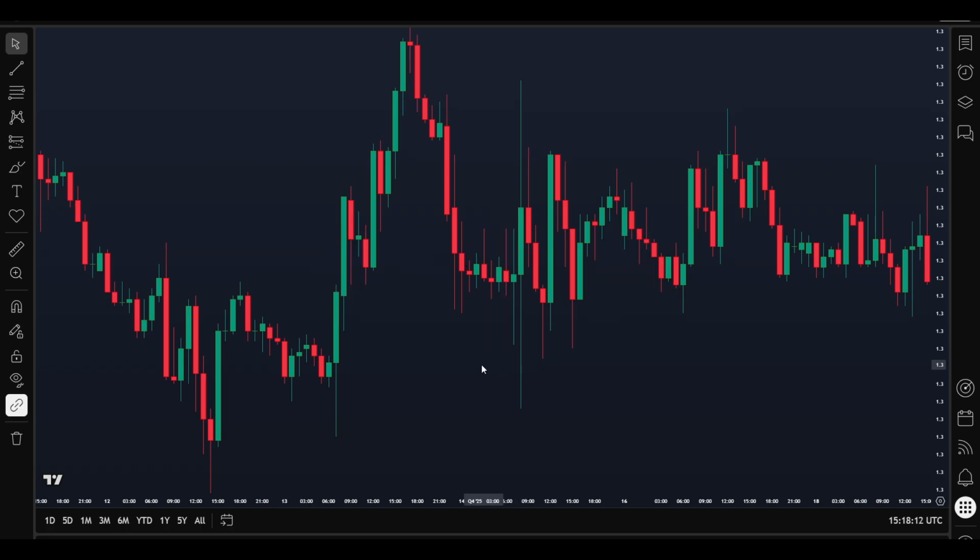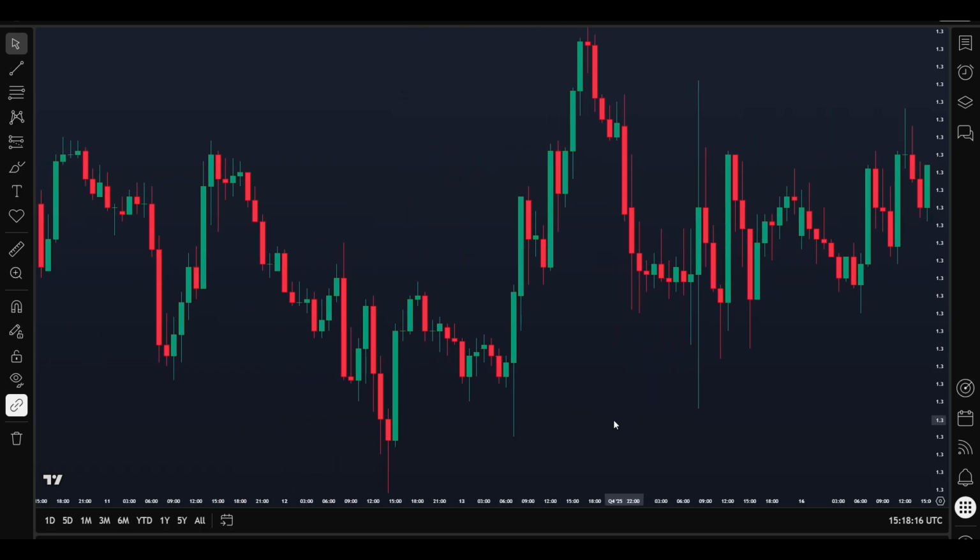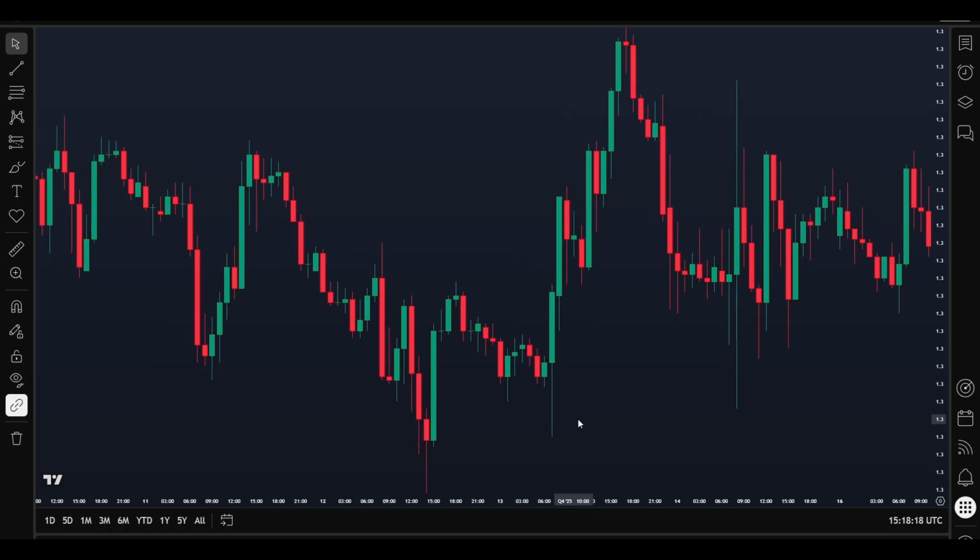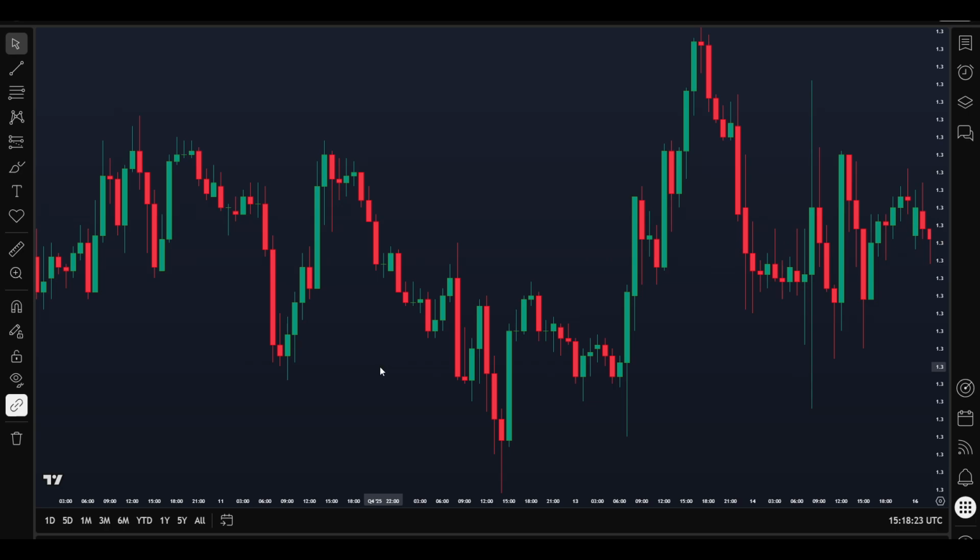First, I'll explain what a pullback really is. Then we'll add indicators, lock settings, run the long checklist with an example, do the short checklist with an example, and wrap with a fast recap so you can copy it step by step.